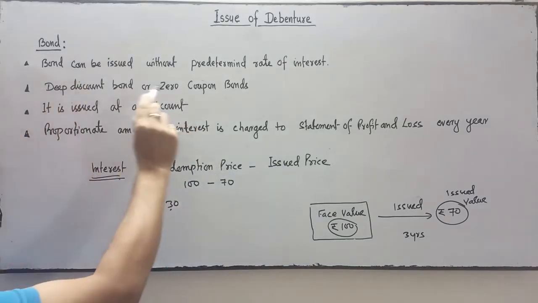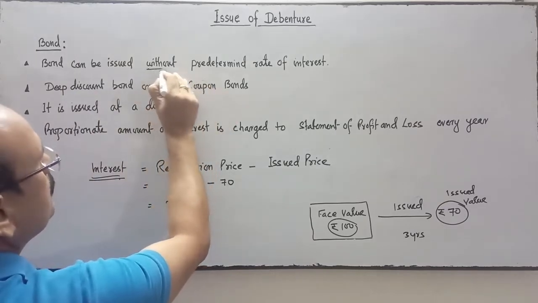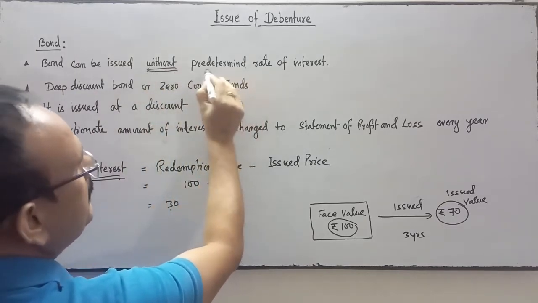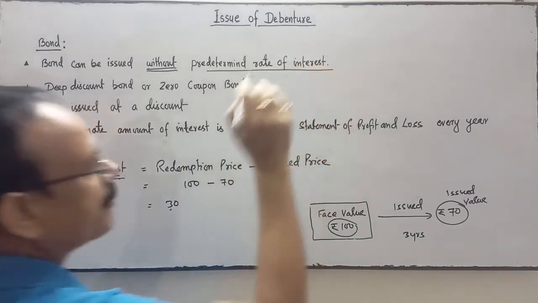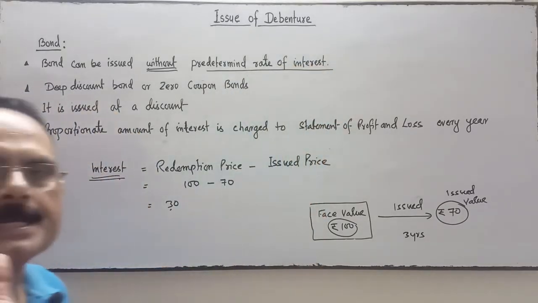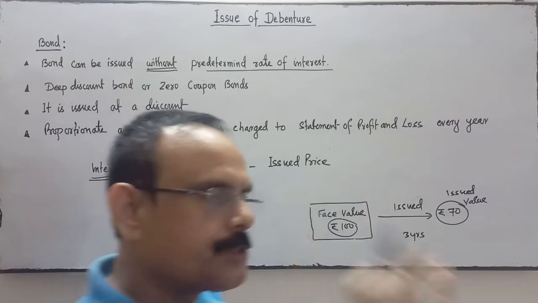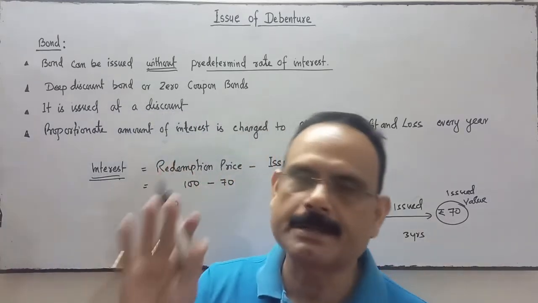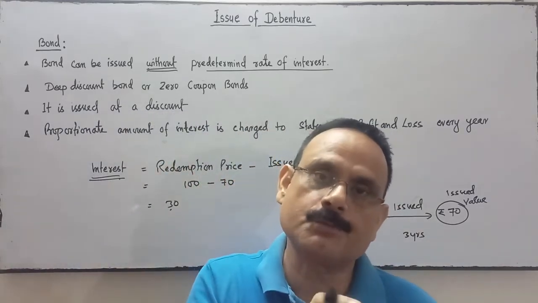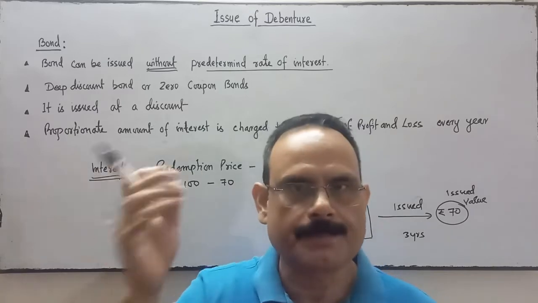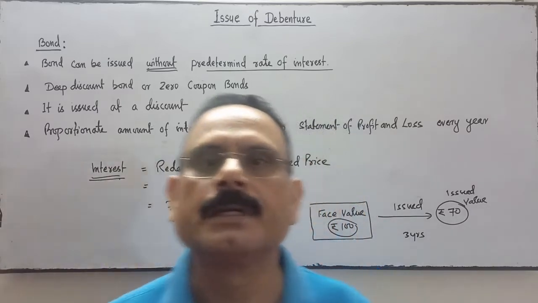Now a bond can be issued without a predetermined rate of interest. Bonds are issued without a predetermined rate of interest. Debentures are issued with a determined rate of interest, 5%, 10%, 12%. Okay.